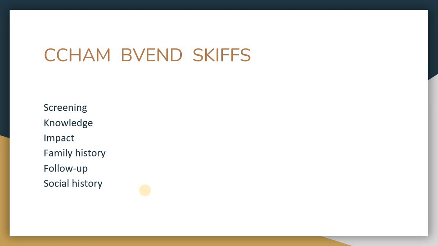Ask about the impact on schooling and social life and on the activities of daily living. Next, we ask family history, starting off with consanguinity. If the parents, the father and mother, are first cousins, that matters, because genetic disorders tend to linger more in consanguineous parents.